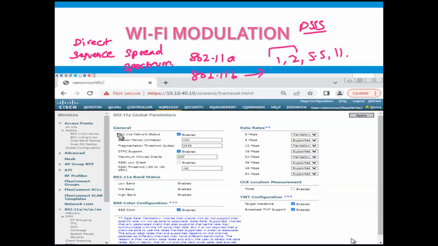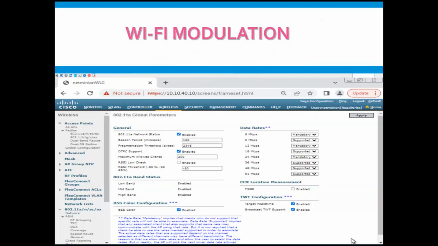Why? Because 2.4, in our previous class I talked about, right? 2.4 is more prone to interference. So making it particularly useful in those environments with noise and interference, DSSS modulation will be used. Then there is one more name I will take again. It is also nowadays not so popular. CCK, complementary code keying.